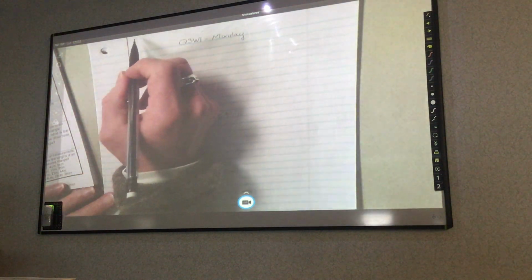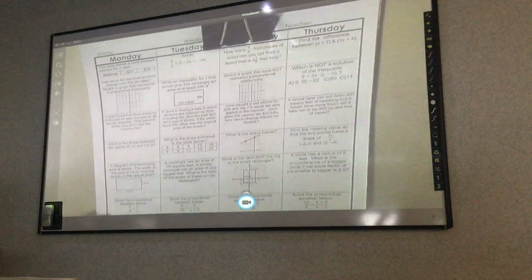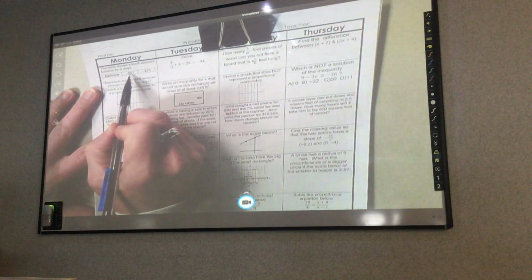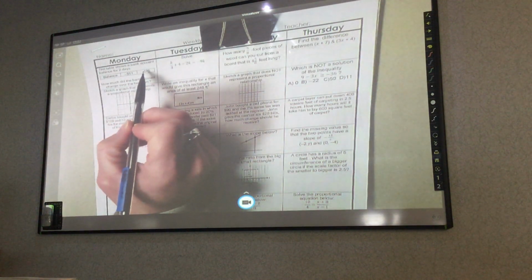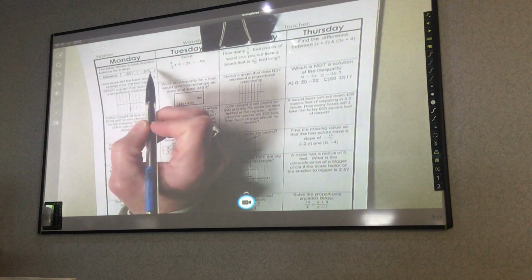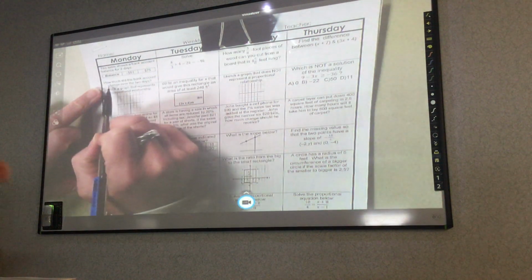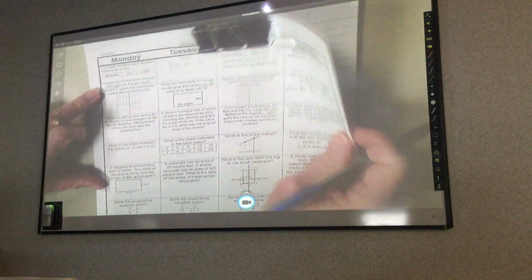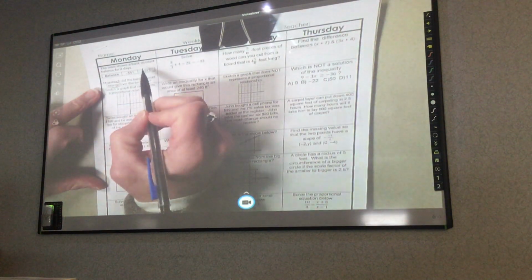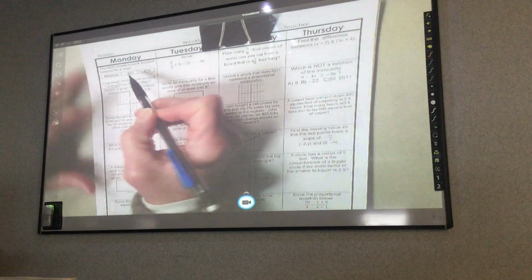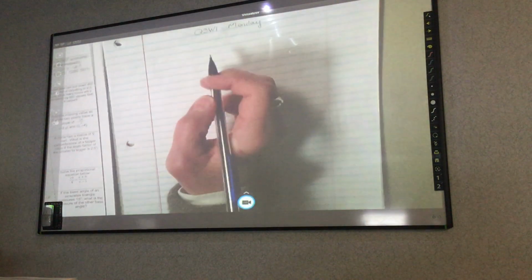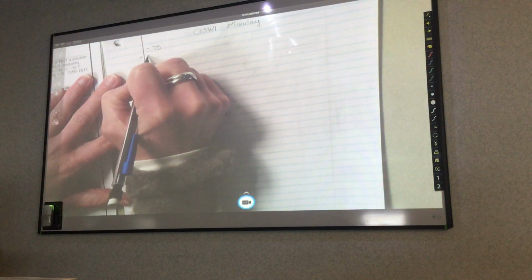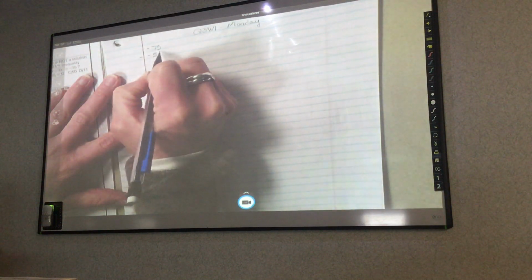So number 1 says, the table shows a bank account balance for 2 days. The first day we had a negative 51, and the second day we had a negative $75. How much did the bank account change over the 2 days? That's our important word. The word is change. When you do the 2 days, you start with the second day minus the first day. So it would be a negative 75 minus a negative 51.